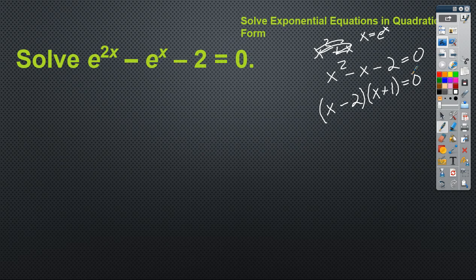And then we'd solve for both sides, right? We'd set it up to where we would say x minus 2 is equal to 0 and x plus 1 is equal to 0. But this is where we have to stop and go, oh, wait. What was x? X was this stuff up here. X was really e to the x for our original problem. So if I say this, this is e to the x minus 2 is equal to 0. And this is e to the x plus 1 is equal to 0.